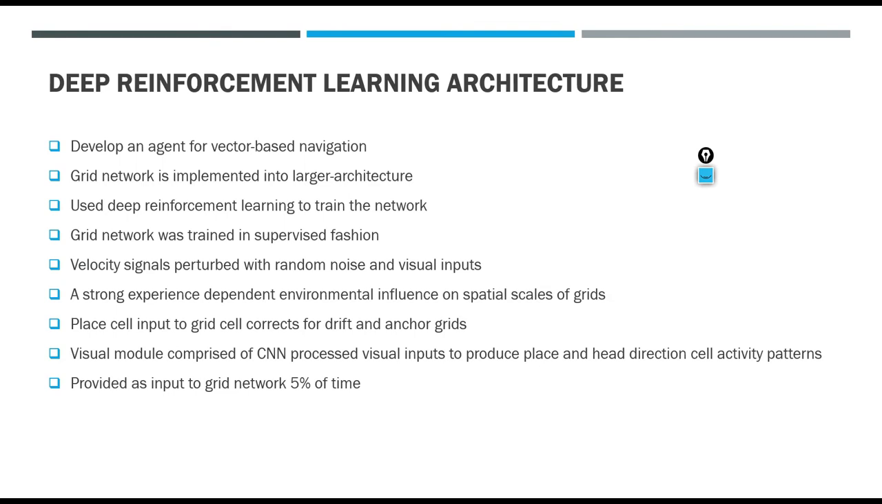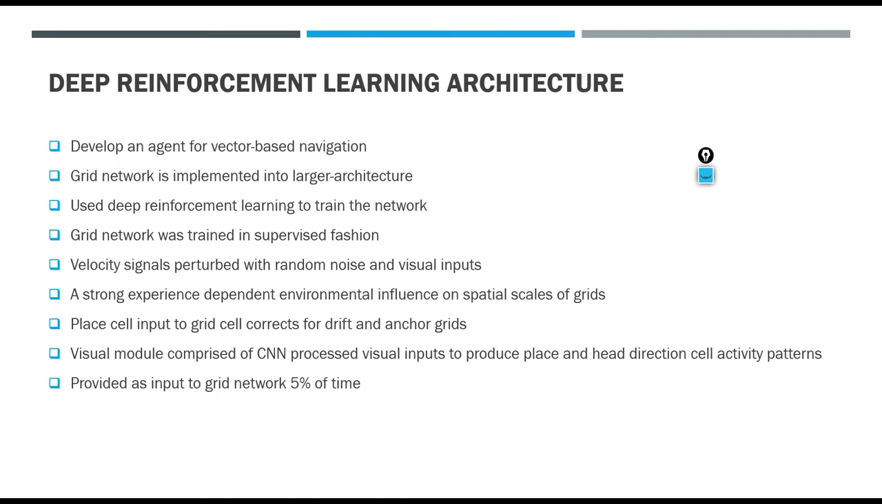In this experiment, an agent was developed for vector-based navigation. So the grid network is implemented into a larger architecture, and here it used deep reinforcement learning to train the network. The grid network was trained in a supervised fashion like the first experiment with the grid network. Now the velocity signals were perturbed with random noise and visual inputs to better represent information available to the navigating mammals. So it tried to approximate the information available to the navigating mammals.